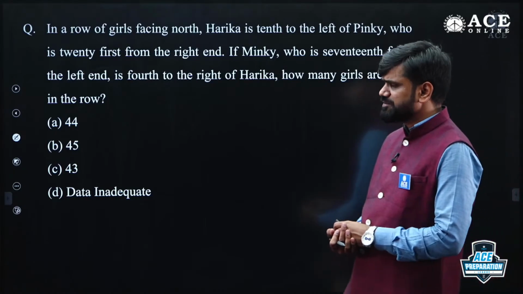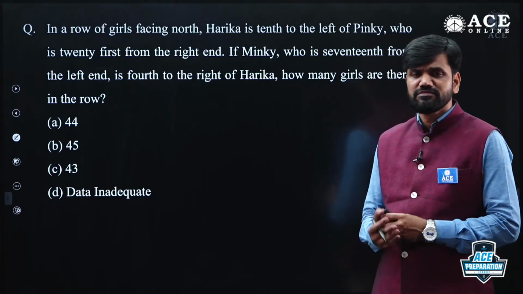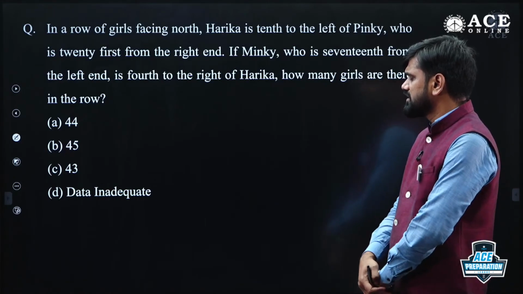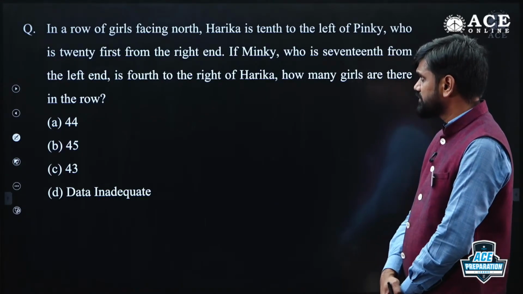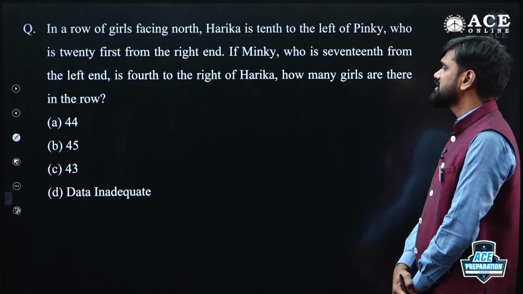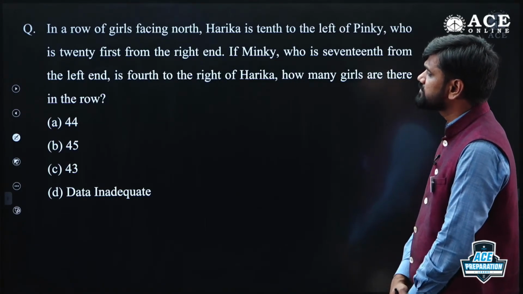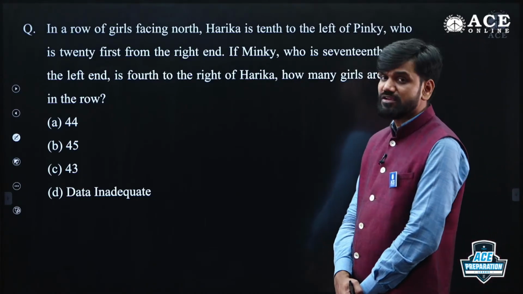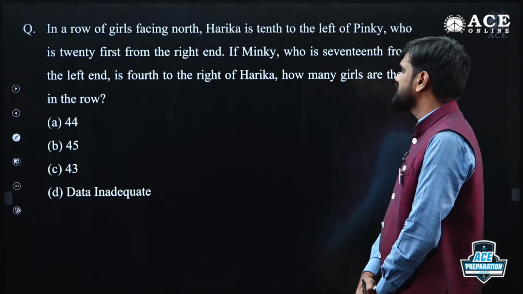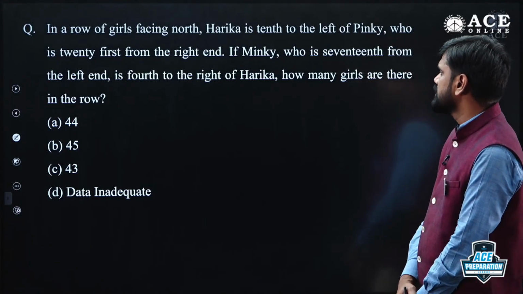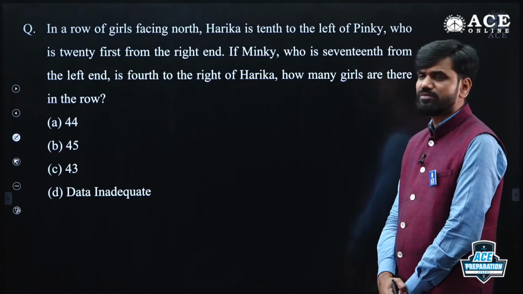Please try this. It is same as the previous one, just similar to the previous one. In a row of girls facing north, Harika is 10th to the left of Pinky, who is 21st from the right end. If Minky, who is 17th from the left end, is 4th to the right of Harika, how many girls are there in the row?